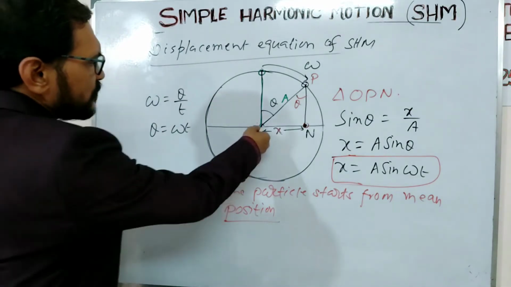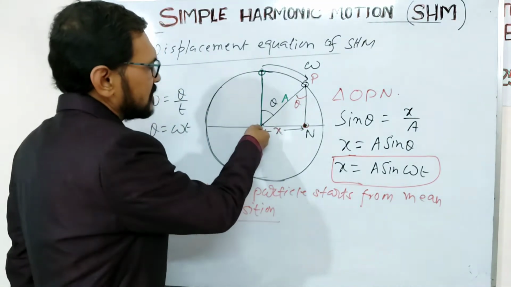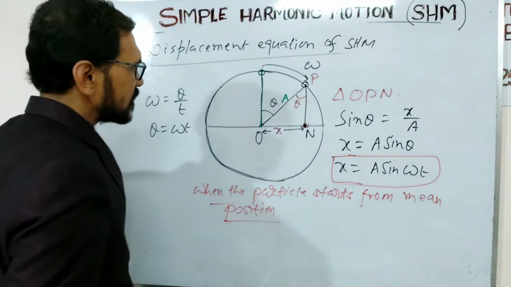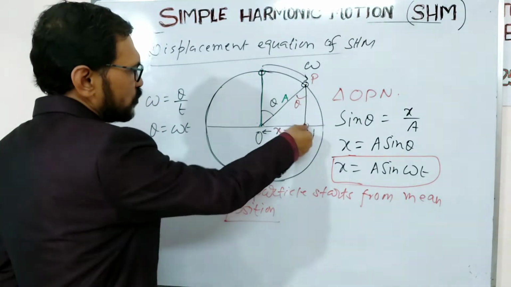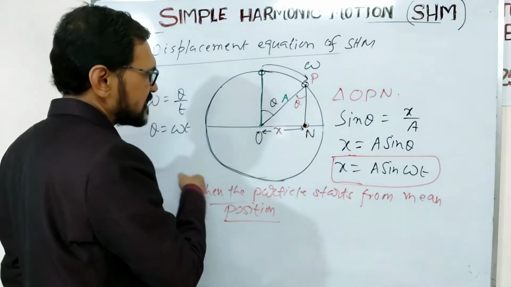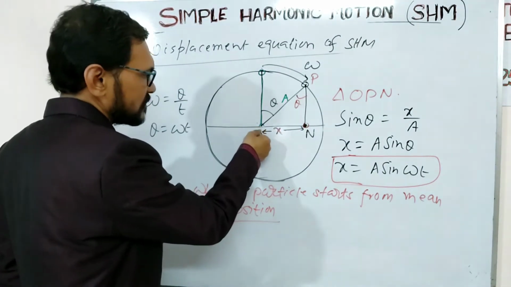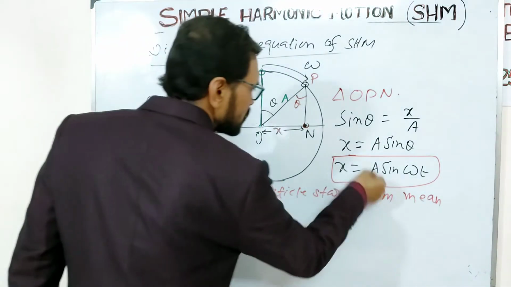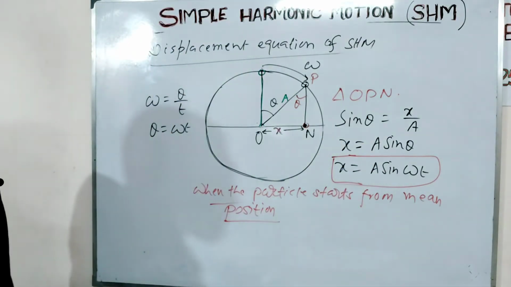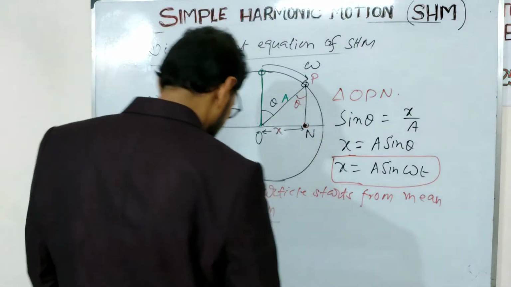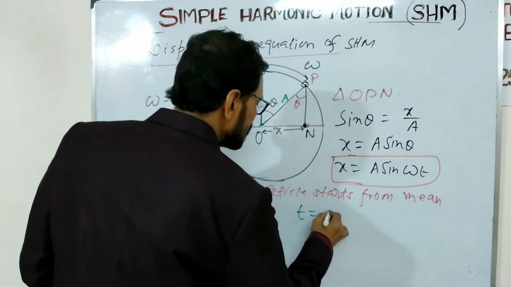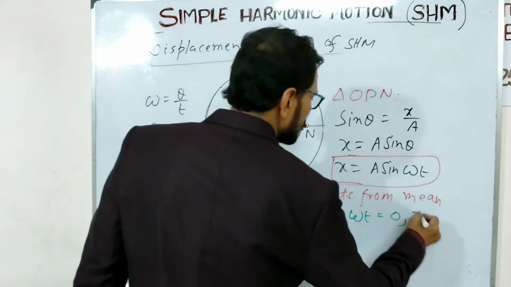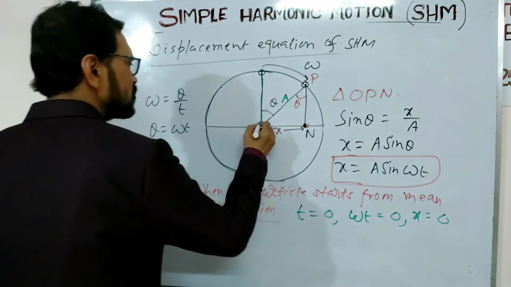When the particle starts from the mean position, it rotates from this position in this direction, clockwise, and the foot of the perpendicular which describes the SHM starts from the mean position. So when the particle starts from the mean position, we use this equation. Now here at t equal to 0, the phase angle omega t equals 0, that is x equals 0. So t equal to 0 means x equal to 0.